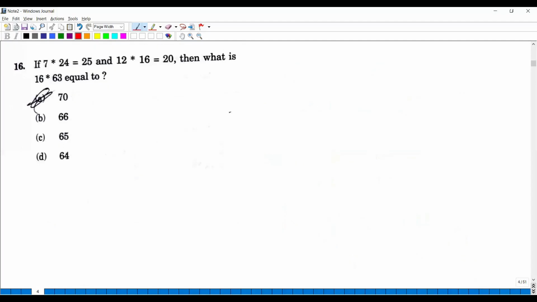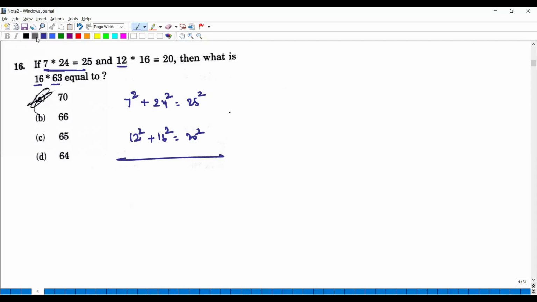If you see this coding, it will be 7, 24, 25. The moment you look at 7, 24, 25, you'll remember a triplet. We know that 7 square plus 24 square is equal to 25 square. 12 square plus 16 square is equal to 20 square. So 16 square plus 63 square.